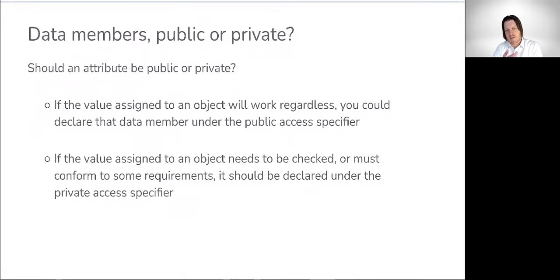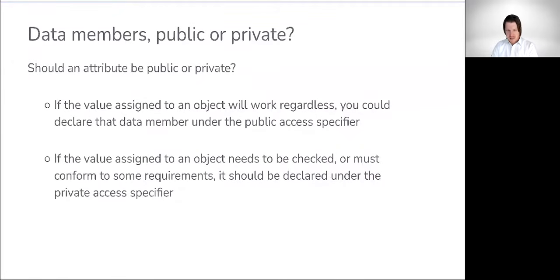So data members, public or private. Should an attribute, so data member, be made public or private? So here's a little bit of guidance on that. If the value assigned to an object's data member will work, so any sort of value is valid, you could go ahead and just declare that data member under the public access specifier.